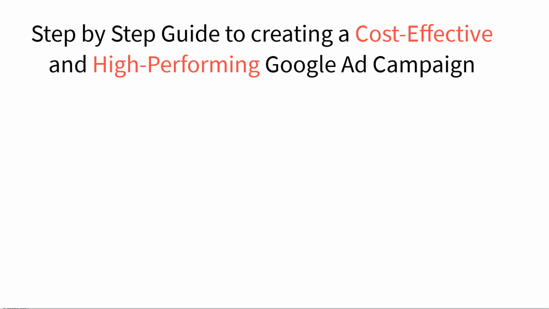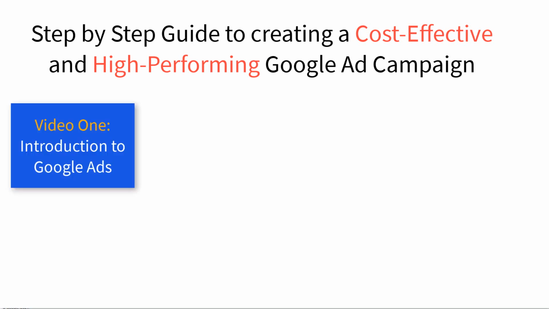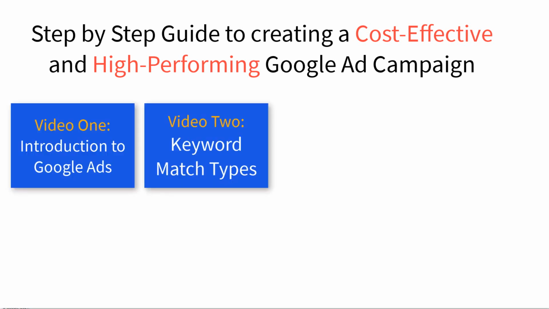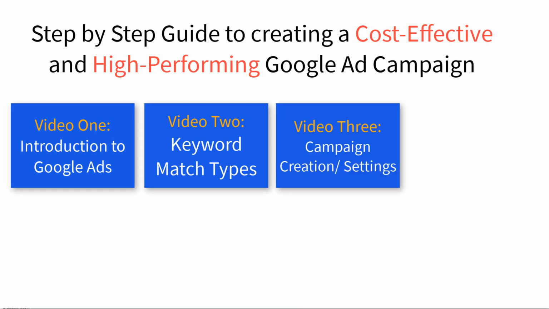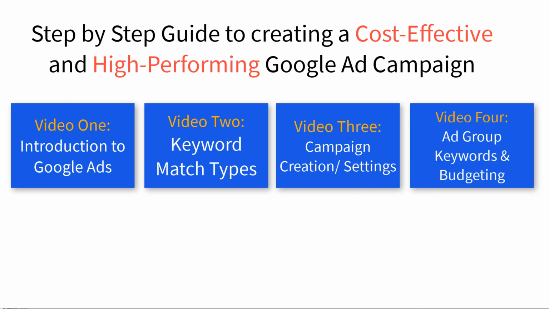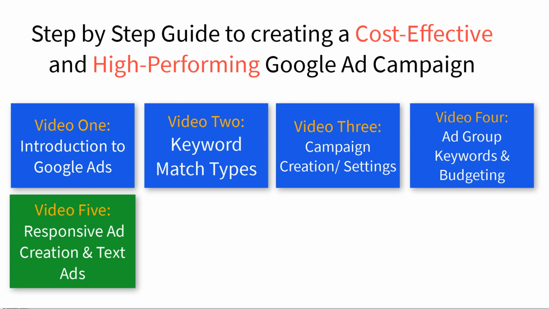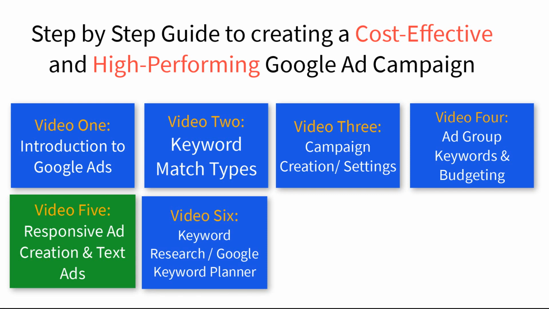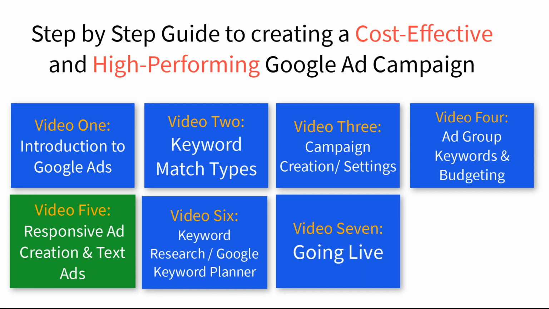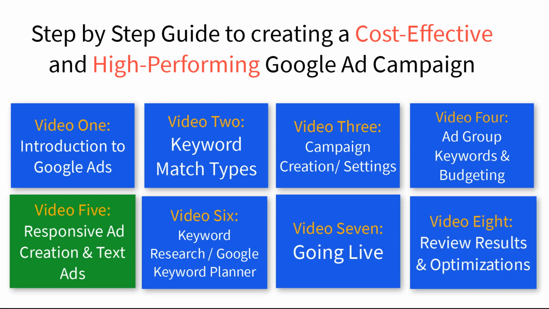And let me just say, there are a lot of parts to creating a successful Google ad. This video is part of a series to help you create a cost-effective and high-performing ad campaign. In this series, you can watch over my shoulder as I create a Google ad from scratch with all the settings you need to control your cost and performance. While this video is on creating responsive ads and text ads, we also have videos that cover keyword research, campaign settings, keyword bidding, and much more.